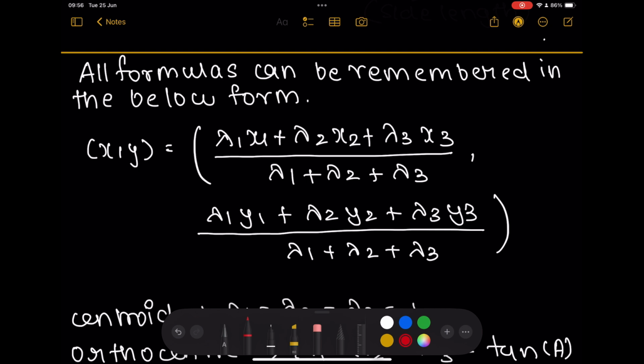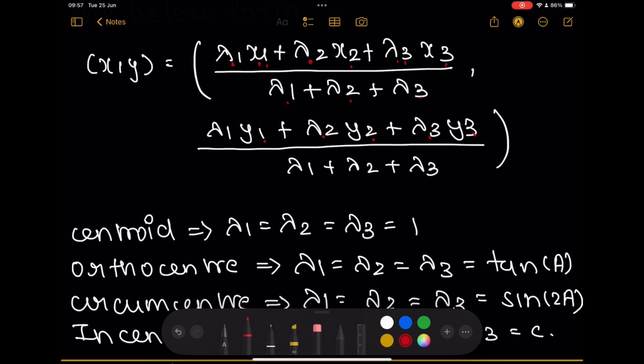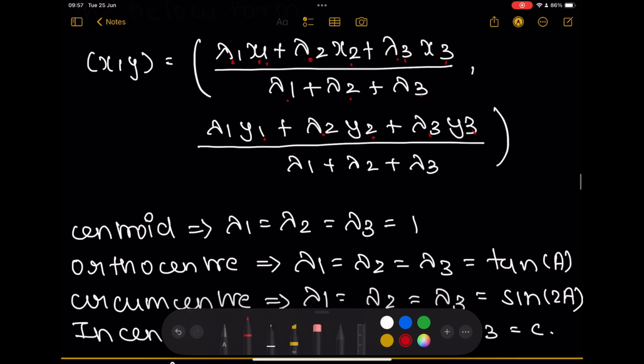If you want the formula, you can remember it like this: lambda 1 times x1 plus lambda 2 times x2 plus lambda 3 times x3, whole divided by lambda 1 plus lambda 2 plus lambda 3, and lambda 1 into y1 plus lambda 2 into y2 plus lambda 3 into y3, whole divided by lambda 1 plus lambda 2 plus lambda 3. And this lambda 1, lambda 2, lambda 3 will take different values depending upon the point which is given.